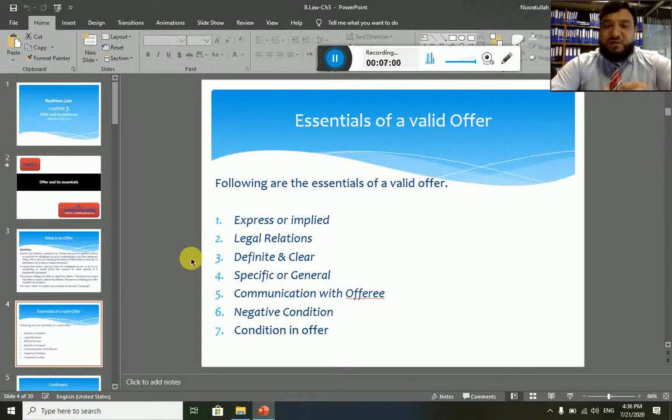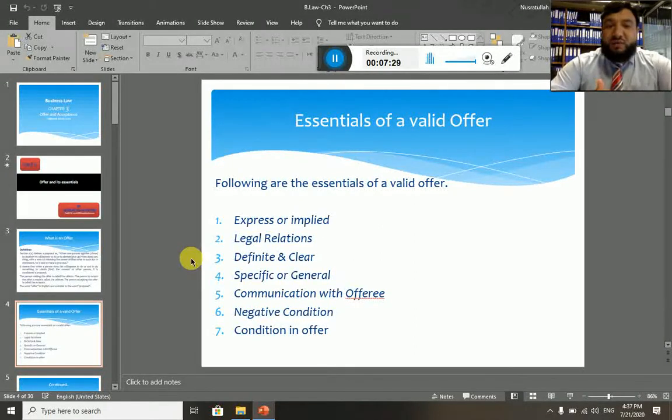If the offer is not valid, the acceptance could not be valid. If there is no offer, there is no acceptance. When there is no acceptance, there is no contract. So there is a big logic behind an offer being valid, because everything starts from the offer in a contract. If the first step is wrong, all the following steps are wrong and invalid. Therefore, we have to be very careful.